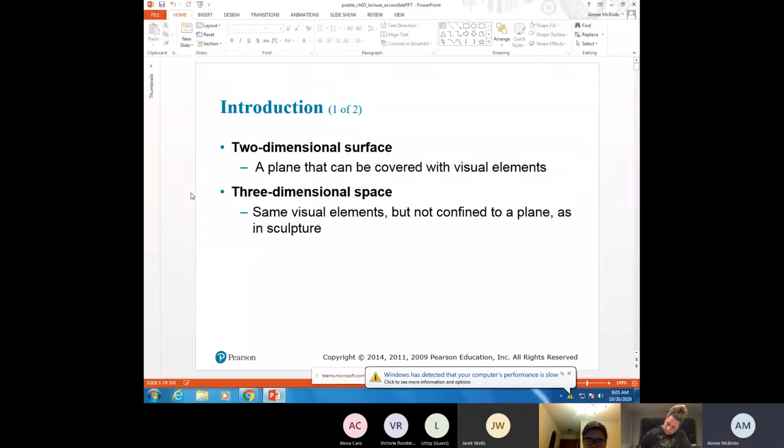So that being said, once again, we're going to be going over quite a few different key terms, starting off with two-dimensional and three-dimensional. Two-dimensional is something that's on a flat surface. And three-dimensional is something that is not confined to a flat surface. But we all probably knew that already.